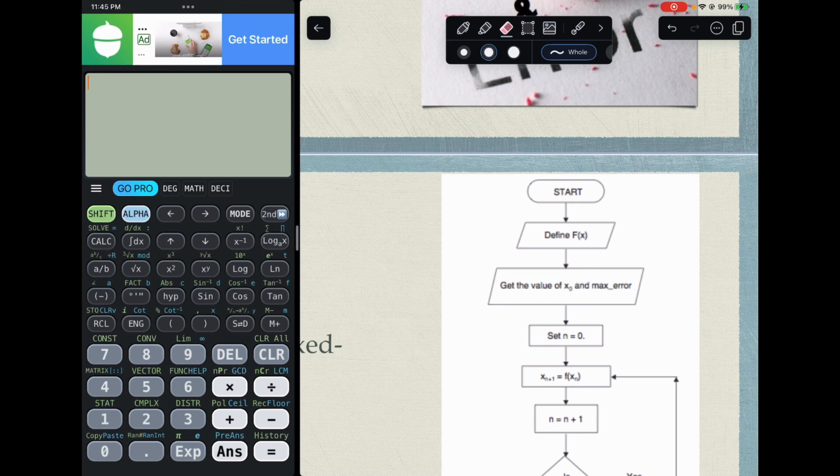Afterwards, we need the initial value, that is the x sub 0. x sub 0 is our initial value or our initial guess. And then the maximum error, that would be the stopping criterion. We need to get those values because that would tell us if we're still going to continue with the iteration or not. If you're going to create an algorithm or a program for simple fixed point iteration, this is how it goes.